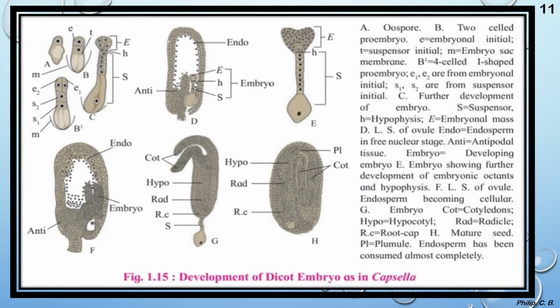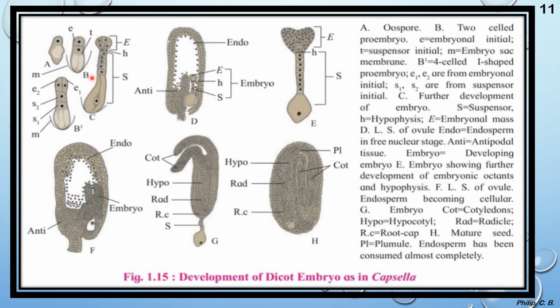Now we can see this image again taken from the text. Whatever we learned, we can see the different shape formation and how the changes take place. A, the oospore; B, the 2-cell proembryo; then the 4-cell stage; then the globular shaped embryo, proembryo parts are formed.